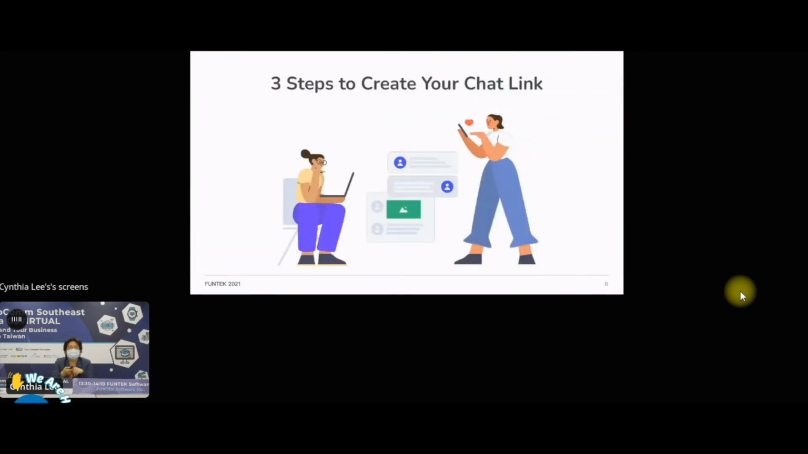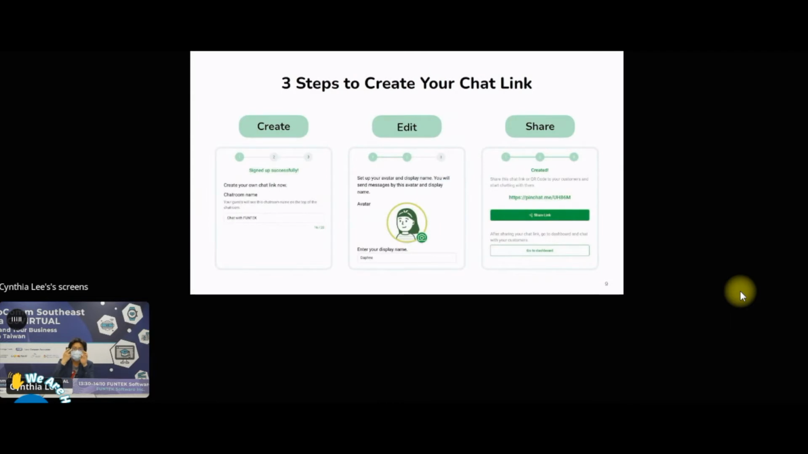There are 3 steps to create your chat link. If you are in front of your laptop or using your iPhone, you can type Pink Chat to find our product. There are just 3 steps: create, edit, and share. You can create a link and add some data like your nickname or display name, and finally you will get a special URL. You can share the URL anywhere, or create a QR code containing this URL.